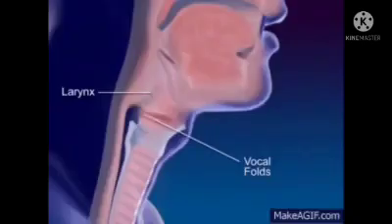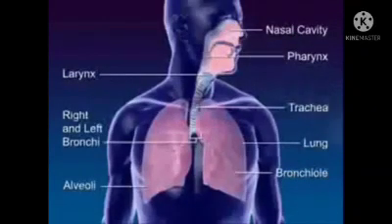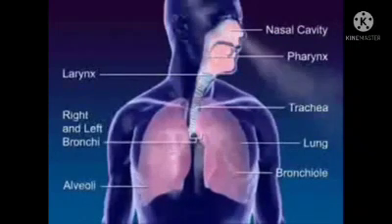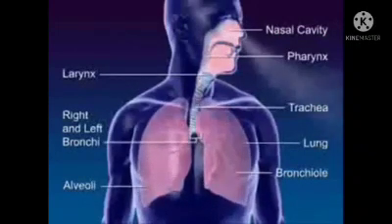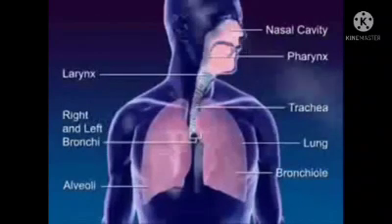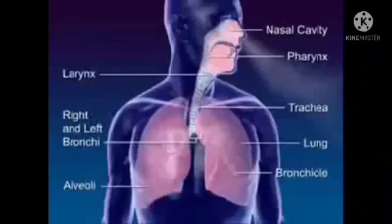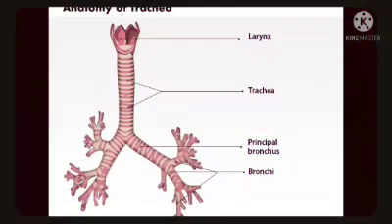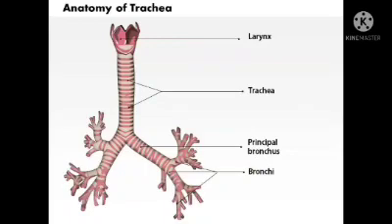Next, larynx. Children, from the pharynx, air enters the larynx, commonly called the voice box. The larynx is a part of the upper respiratory tract that has two main functions. First, to provide a passage for air to enter the lungs, and second, it acts as a source of vocalization. Next, trachea and bronchi.